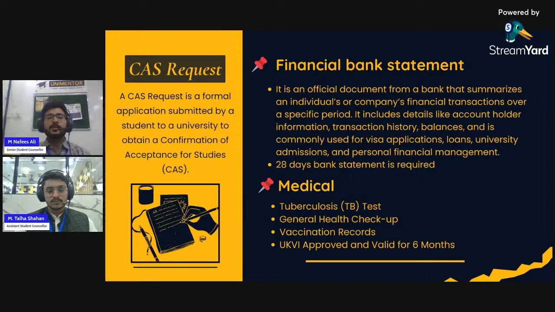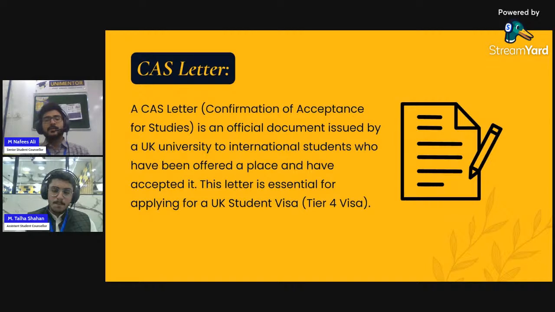After viewing the information, the university will issue the CAS to the students. A CAS is a formal application submitted by a student to a university to obtain a confirmation of acceptance for studies. Now the next point is a CAS letter. When the university checks all the information, then they issue a CAS to their students.